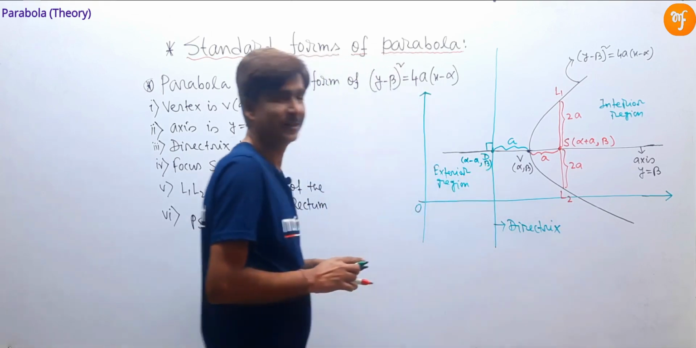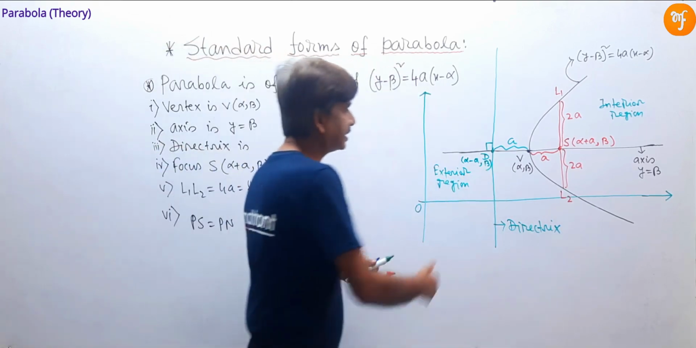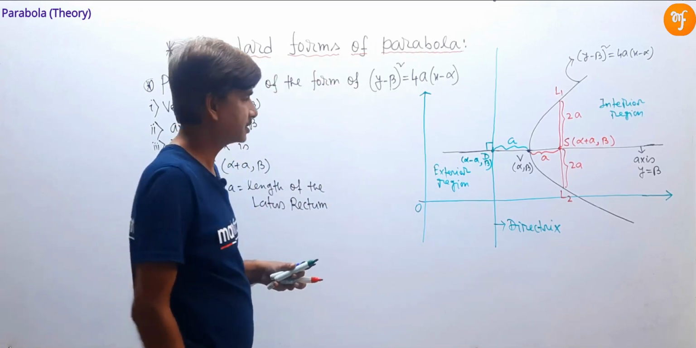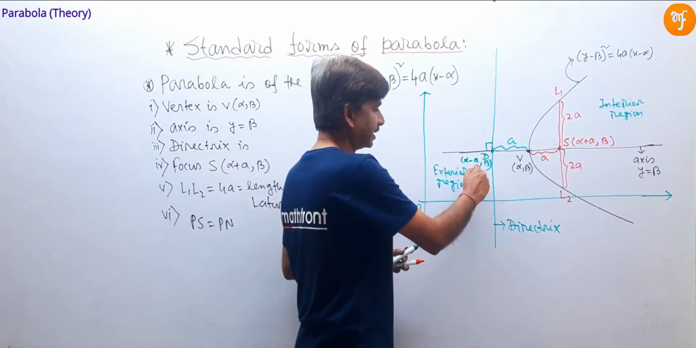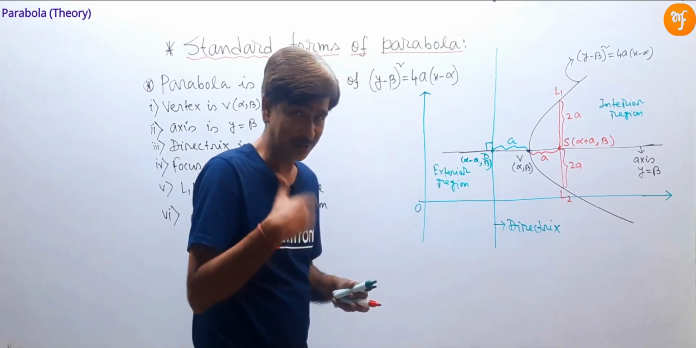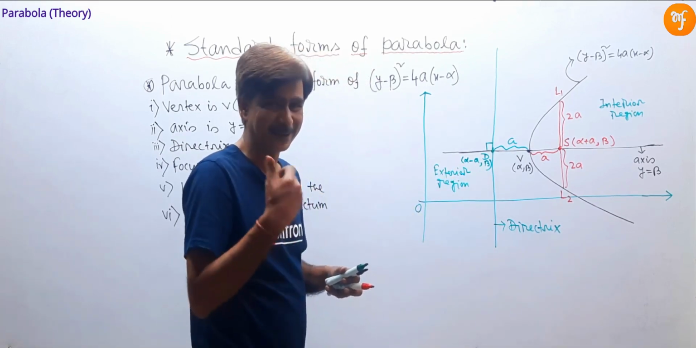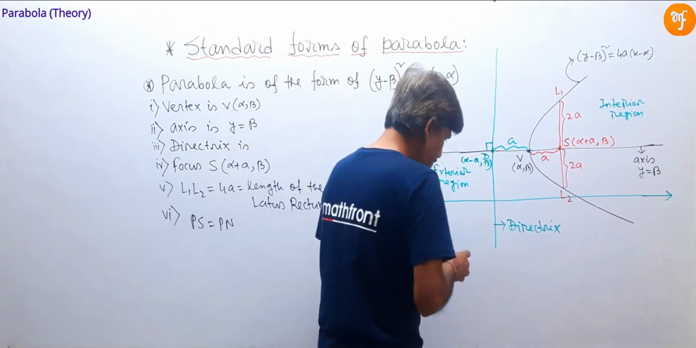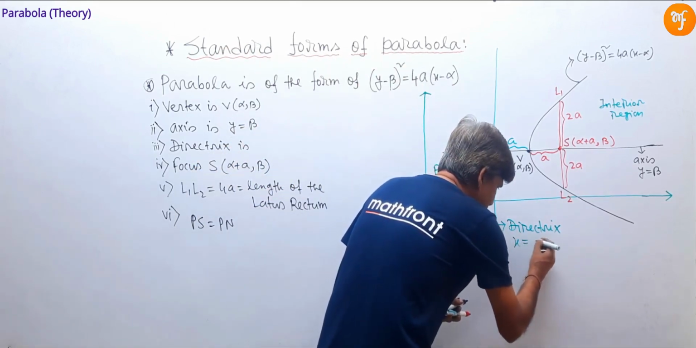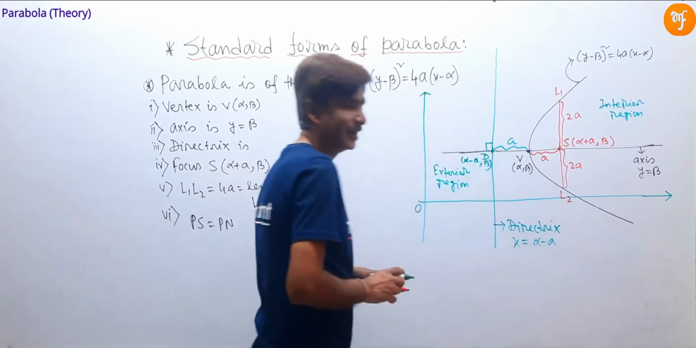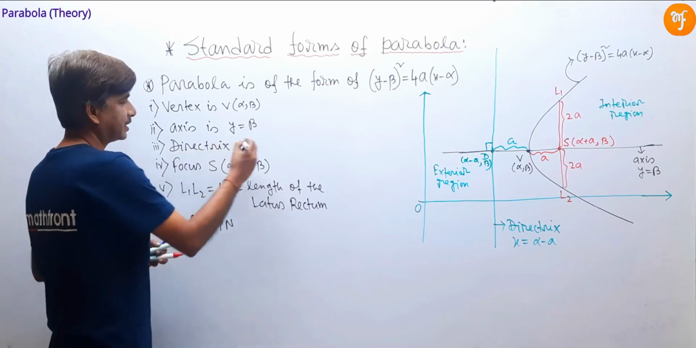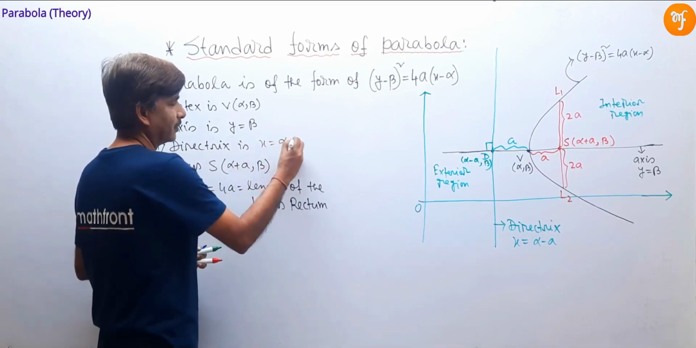Okay. So as the directrix is parallel to the y-axis and passing through the point alpha minus a comma beta, what is the equation of the directrix? Definitely its equation will be x is equal to alpha minus a. So the equation of the directrix can be written as x is equal to alpha minus a. Understand? Clear? So we should write directrix is x is equal to alpha minus a.